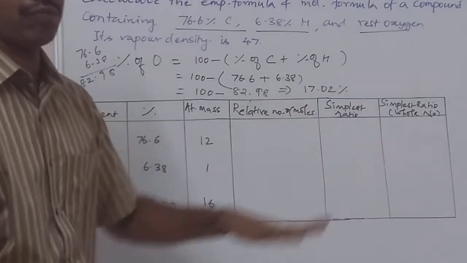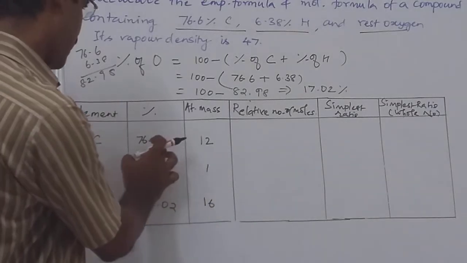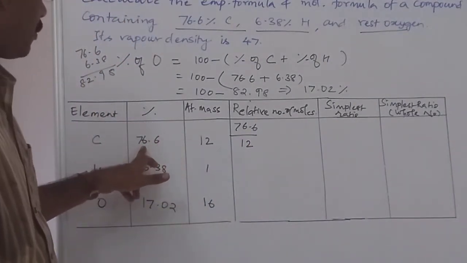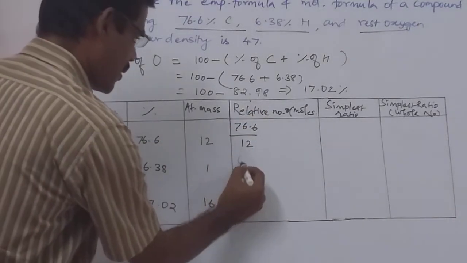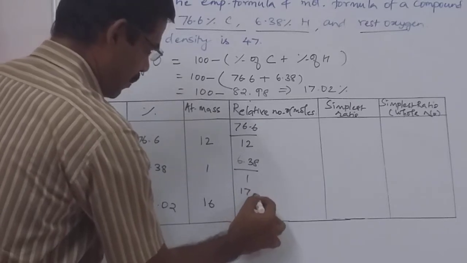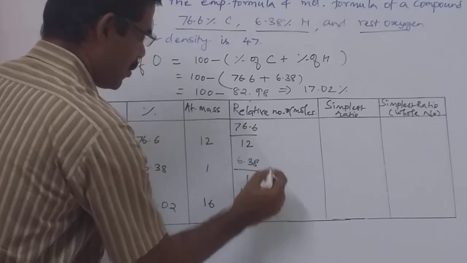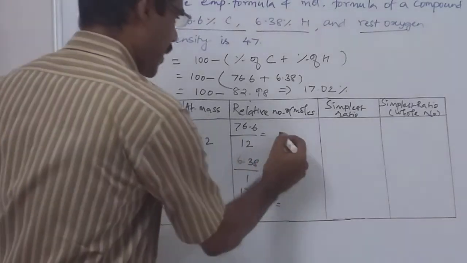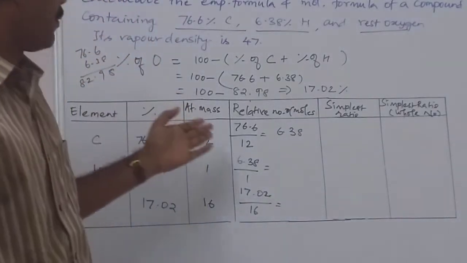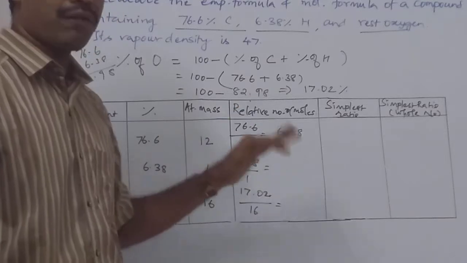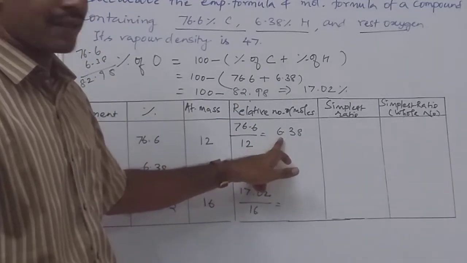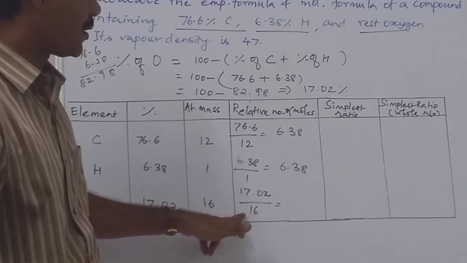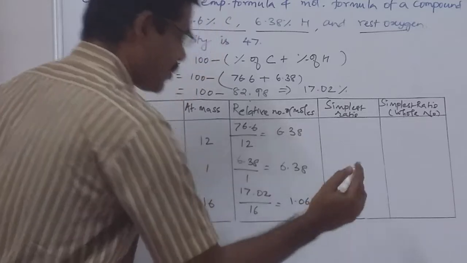How to calculate the relative number of moles? We have learnt already that the percentage, 76.6, is divided by the atomic mass. So you have to divide the percentage by the atomic mass to get the relative number of moles. Likewise, 6.38 divided by 1 and 17.02 divided by 16. This is the way we calculate the relative number of moles. When you divide 76.6 by 12, the answer comes around 6.38. I told you in the previous section that we can calculate the value either by direct division or you can perform log calculation. Only thing is that you have to get the answer right. 6.38 by 1 is again 6.38. 17.02 by 16 comes around 1.063. So this column is completed.